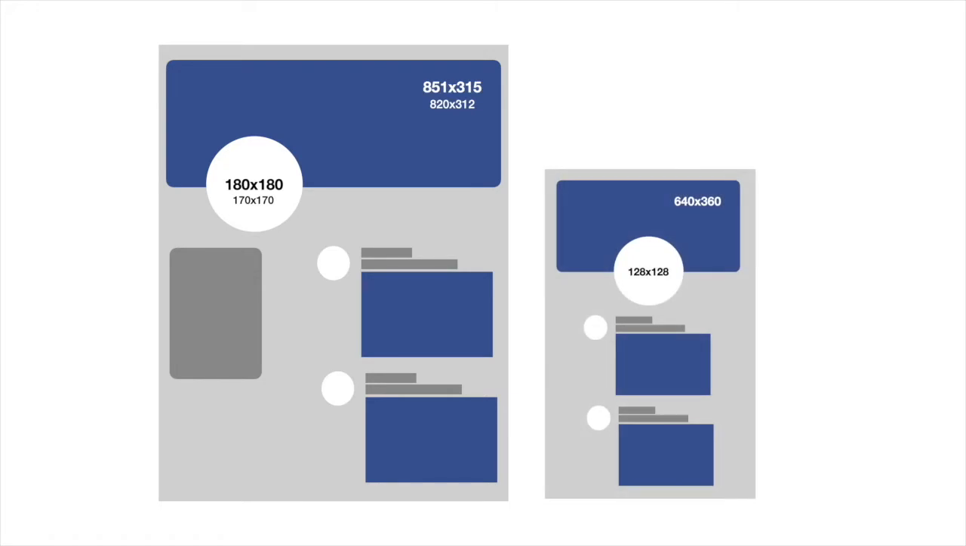For your cover photo, Facebook's recommended dimensions are 851 by 315 pixels. It displays at 820 by 312 pixels on desktop and 640 by 360 pixels on smartphones. The ideal file size is less than 100 KB.